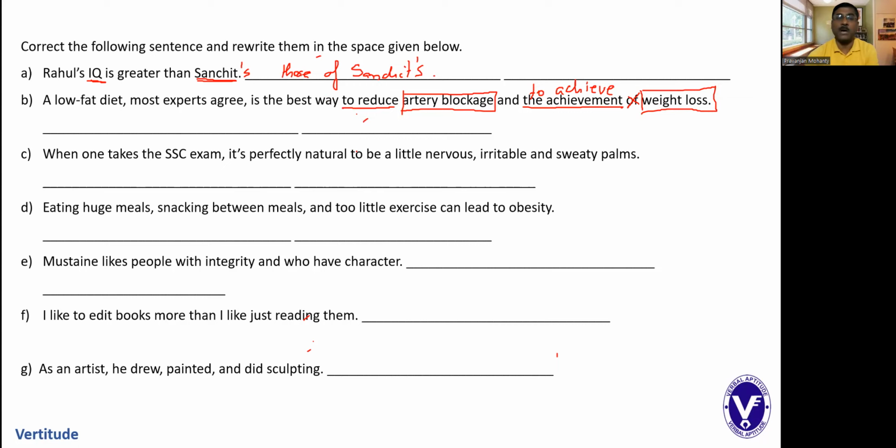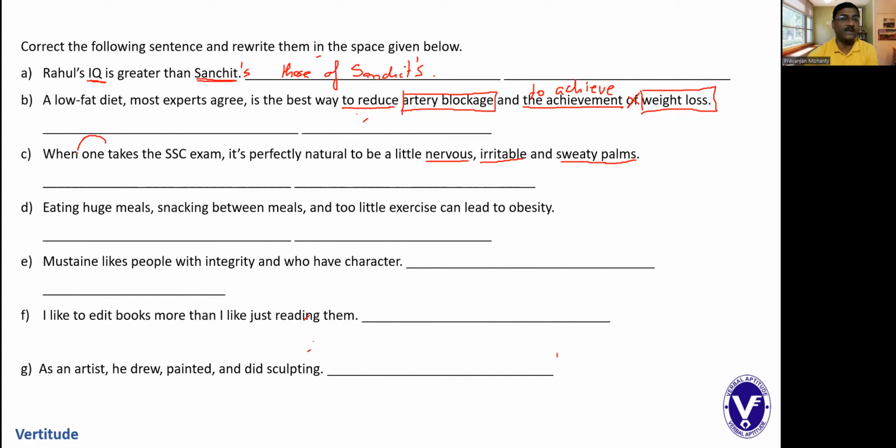Okay. Then, when one takes the SSC exam, it's perfectly natural to be a little nervous, irritable and sweaty palms. So when one takes the SSC exam, it's perfectly natural to be. What happens with him? He's a little nervous, a little irritable and sweaty palms. So here, look at this, the subject changes. Here the subject changes because in this case, who is nervous?